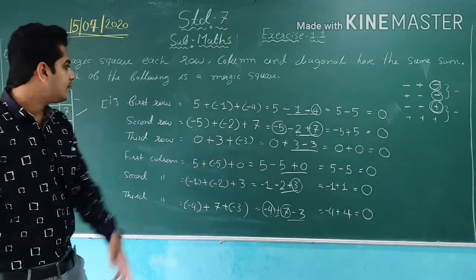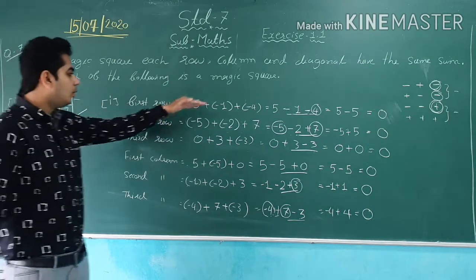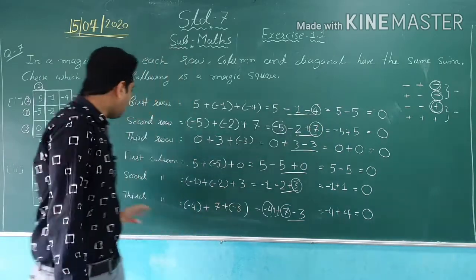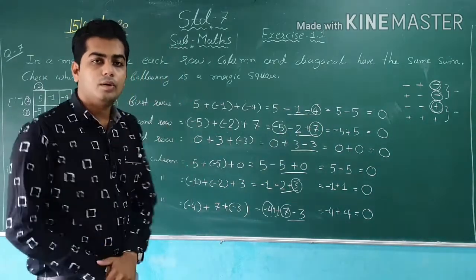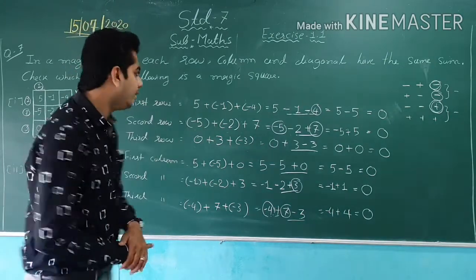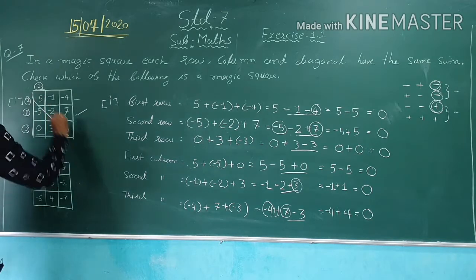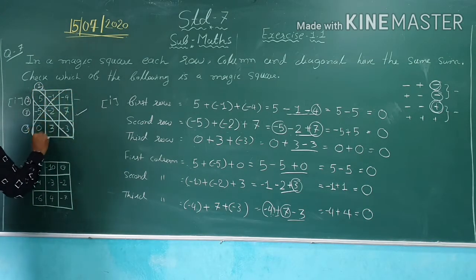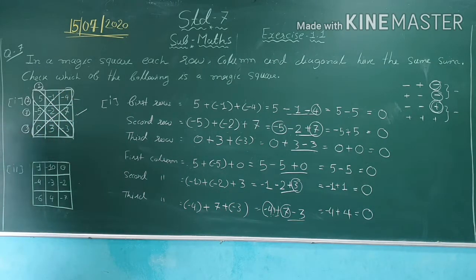सो एज यू कैन सी, हमने कॉलम्स का एडिशन किया, देन रोज का एडिशन किया. नाउ एज यू कैन सी, in all row addition we got 0, in all column addition we got 0. Now the last step we have to do addition of diagonals. डायगोनल्स मीन्स दिस टर्म, ये हो गया हमारा डायगोनल, दिस एंड दिस वन, दिस इज डायगोनल. सो वी हैव टू एड दिस.